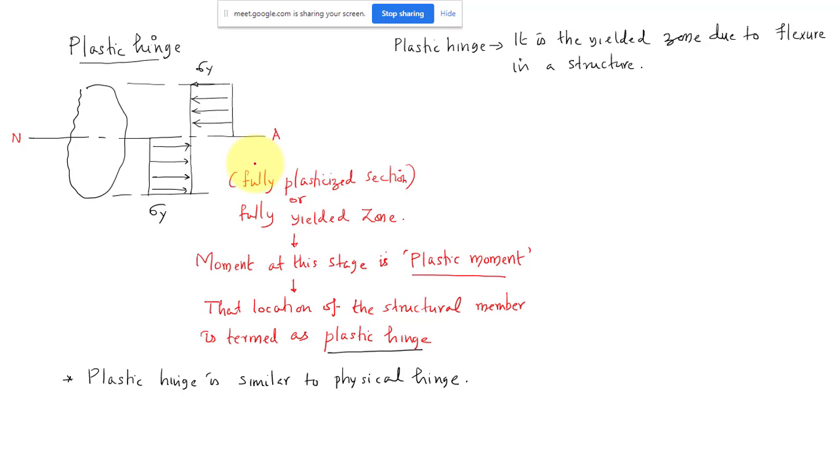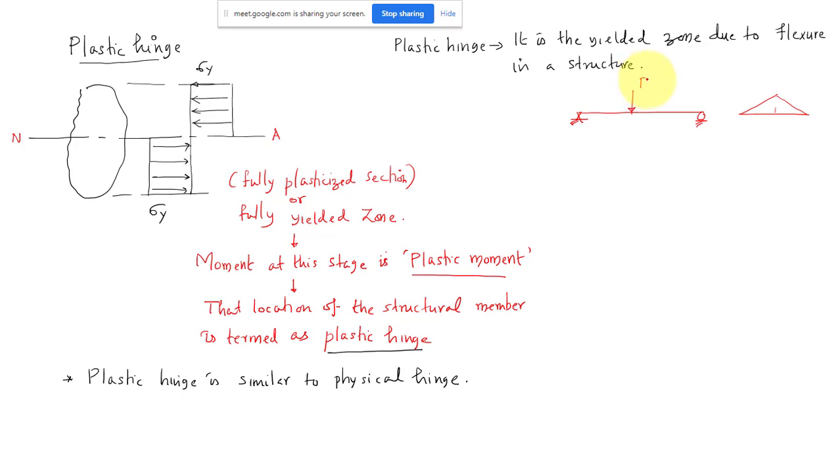Maybe for example, let us take a simply supported beam. We will discuss that again in the next slide also. So if you take a simply supported beam and apply some point load, of course your moment diagram will be like this.